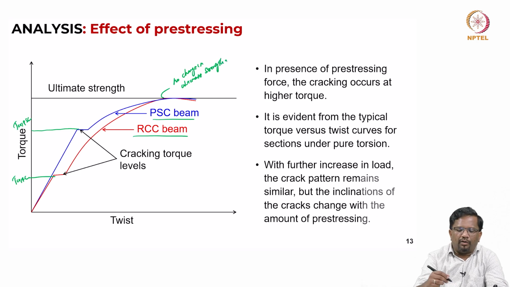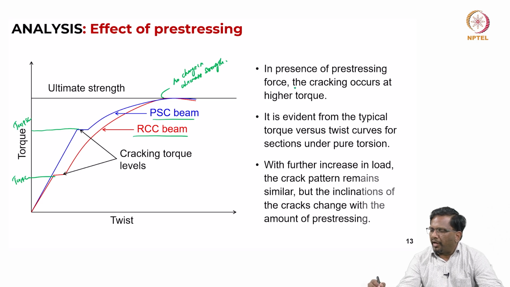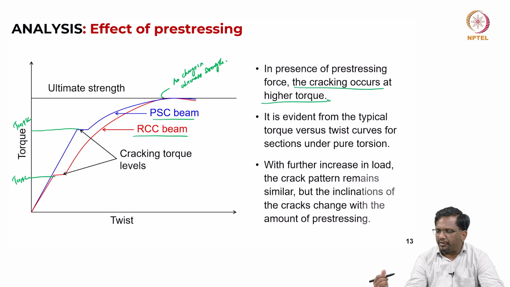However, cracking torsion is increased because, as we have seen from the Mohr circle also, the moment you have axial compression, your circle shifts towards the left and it is going to take more applied load for it to reach the principal tensile strength. That is the reason the cracking capacity increases. We have seen that. So the cracking occurs at higher torque due to pre-stressing, and it is evident from this blue curve. You see here the cracking torque is higher.